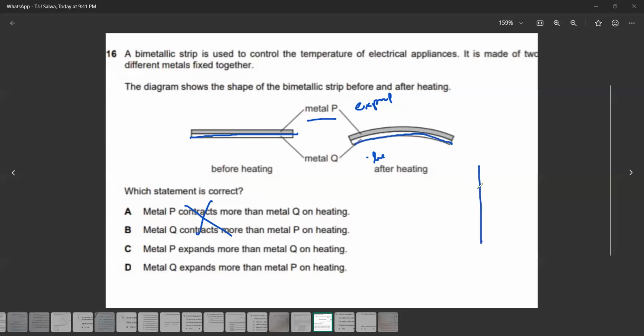So the side where it bends outside, the other way. For example, left side is P and right side is Q. And when we supply the heat energy, it bends in this manner. So which one expands more? It means P expands more than Q. That's why it bent in the opposite direction. If Q was expanding more, then which direction will it bend? It will bend upward. Is it clear, this one?